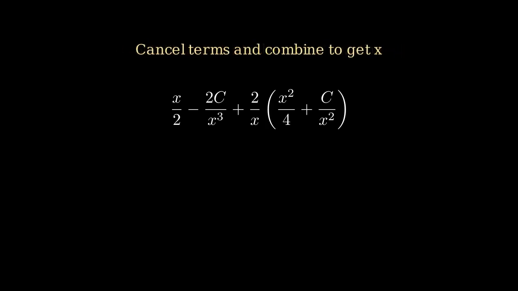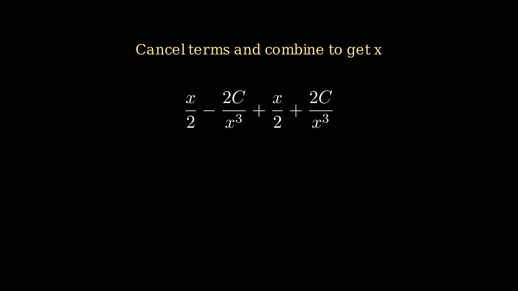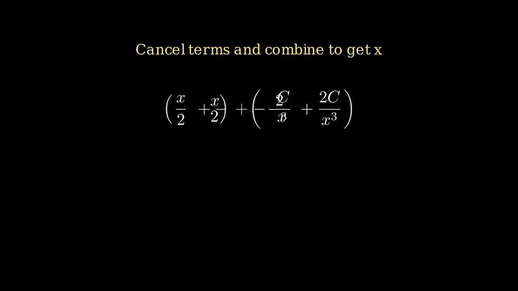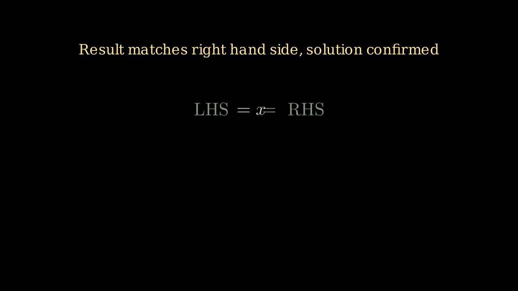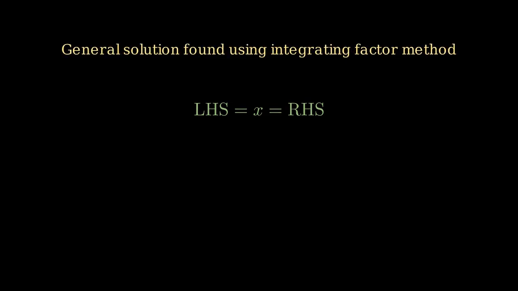Multiplying out the bracket, the 2/x term gives x/2 plus 2c/x³. Adding everything together, the 2c/x³ terms cancel, and the x/2 terms combine to give x. Since this matches the right-hand side of the original equation, which was simply x, our solution is confirmed to be correct. So the general solution to this differential equation is y equals x squared divided by 4 plus c divided by x squared, found using the integrating factor method.